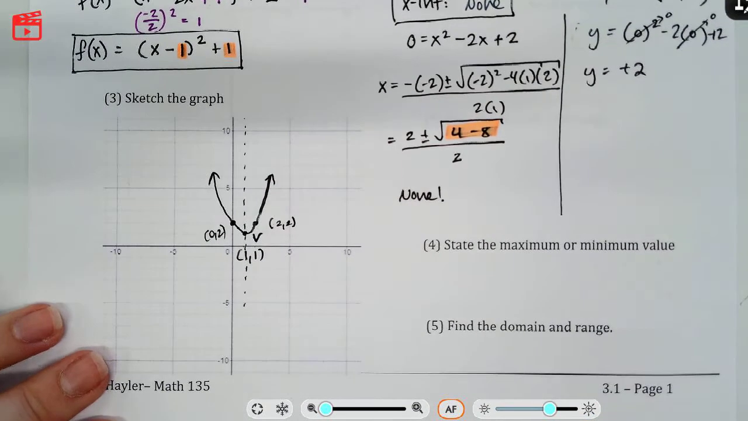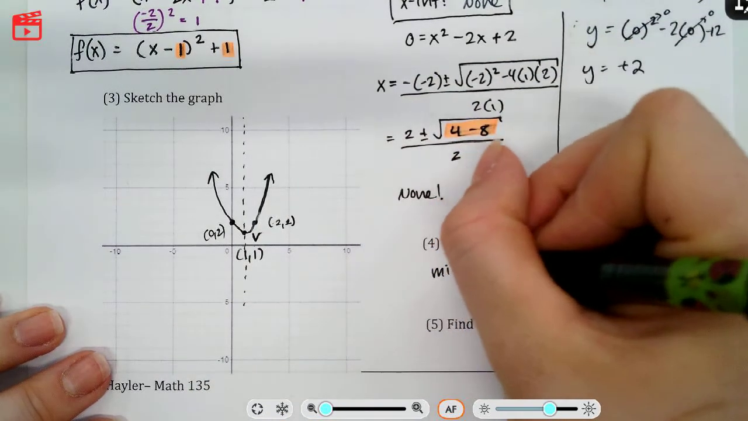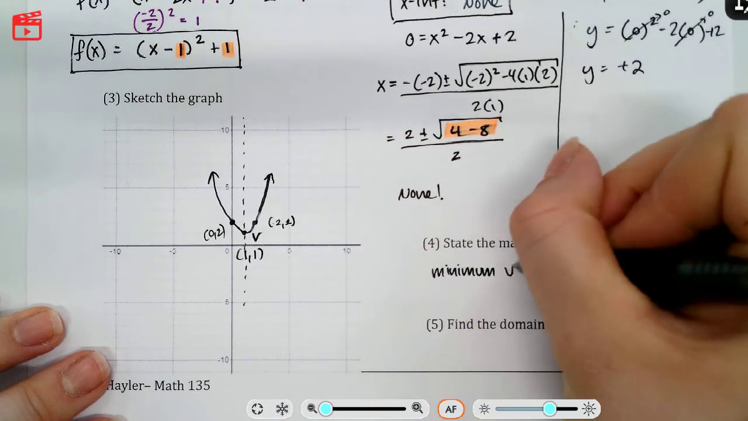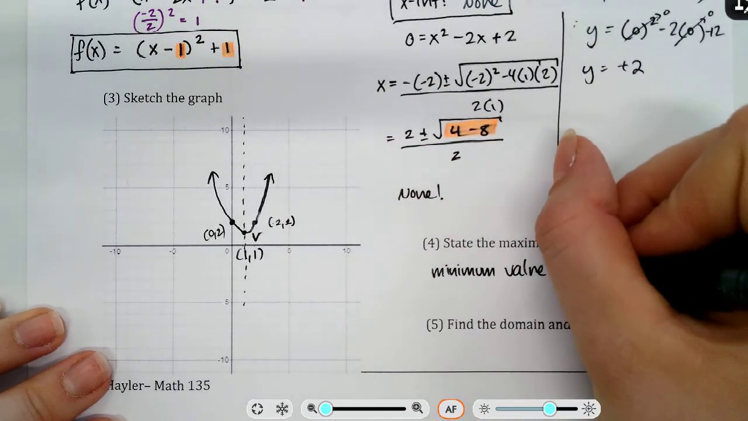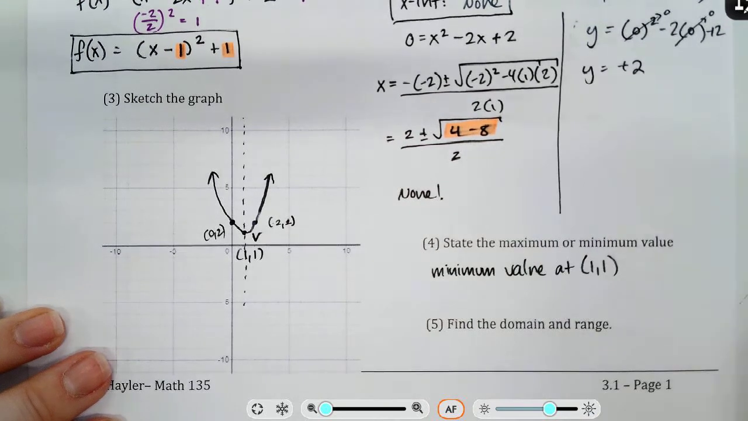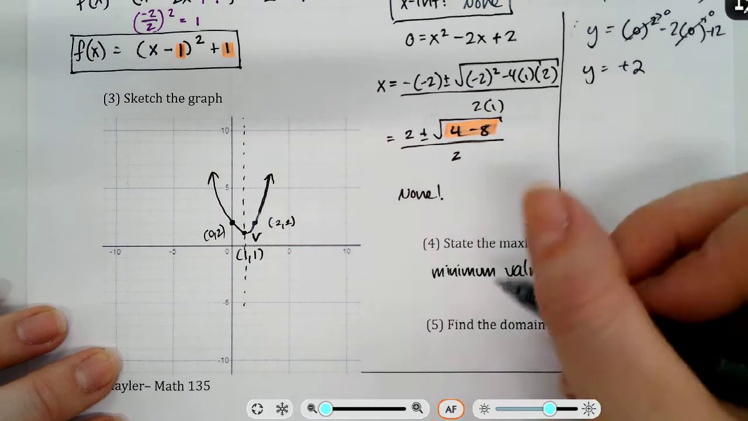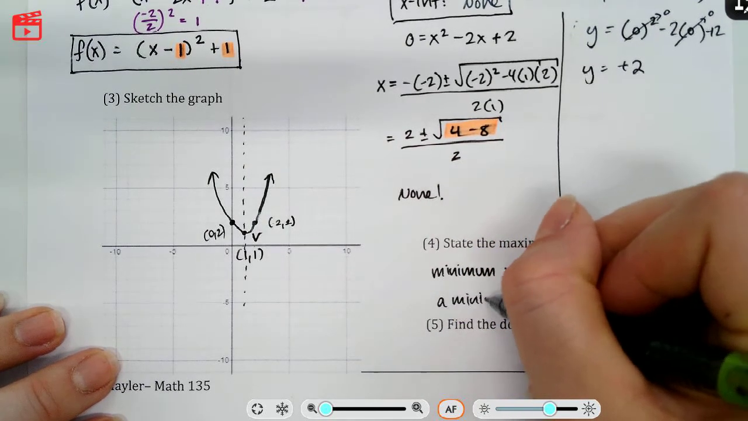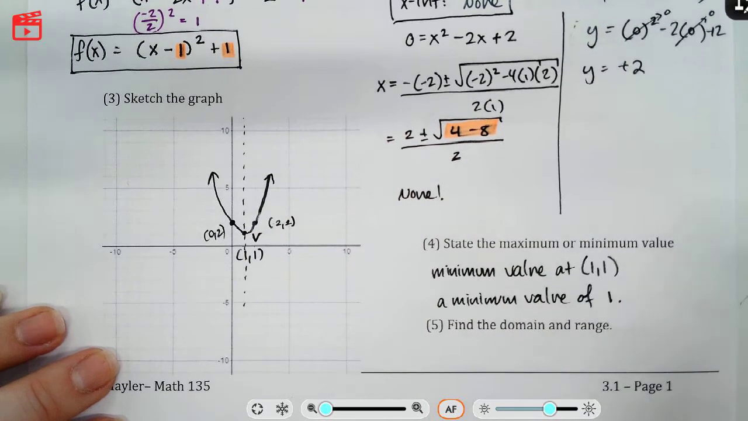All right, let's see. Is there a maximum or minimum value, and what is it? Well, since it's opening up, that means it has a minimum. So we have a minimum value at what point? (1, 1). So the minimum value at (1, 1). Okay, and the minimum value is actually talking about your y. So the way you could also write it is a minimum value of 1. Okay, so it's at the point (1, 1), or you can say the minimum value is 1, the y value.